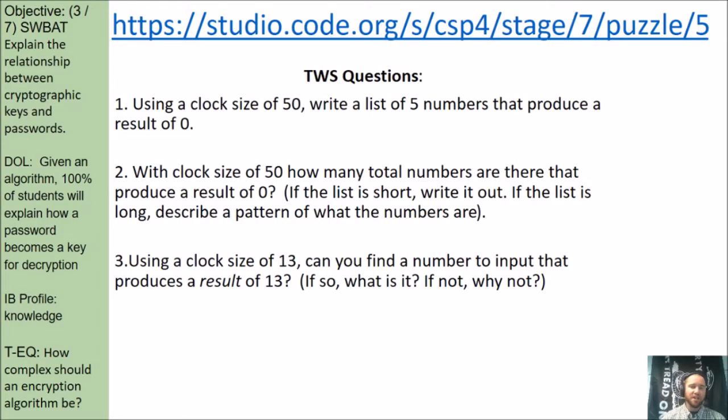Here are your Think Write Shares. Using a clock size of 50, write a list of 5 numbers that produce a result of 0. With a clock size of 50, how many total numbers are there that produce a result of 0? If the list is short, write it out. If the list is long, describe a pattern of what the numbers are. And the third thing you need to do is, using a clock size of 13, can you find a number to input that produces a result of 13? If so, what is it? If not, why not? So go ahead and pause here and work on that for a bit.